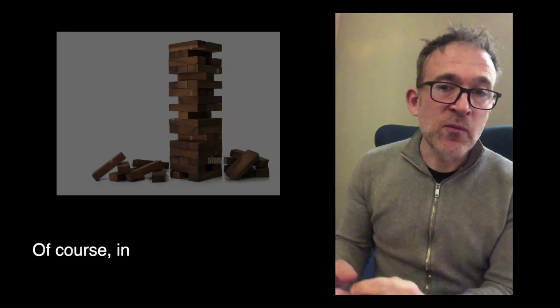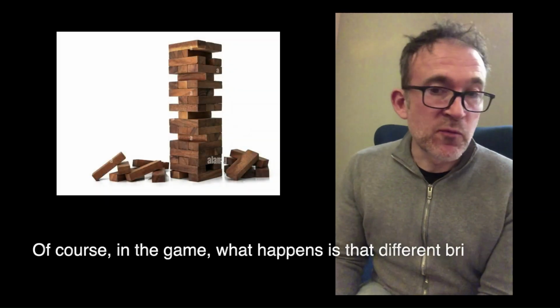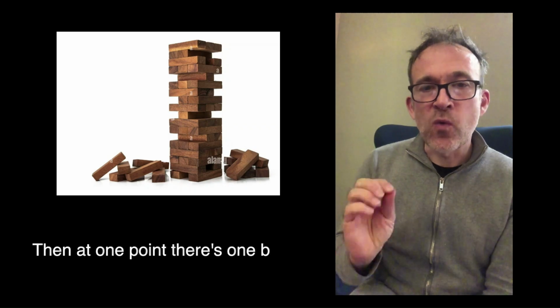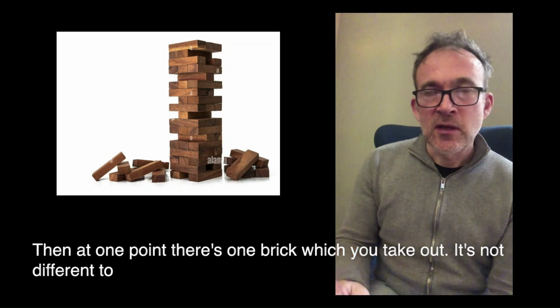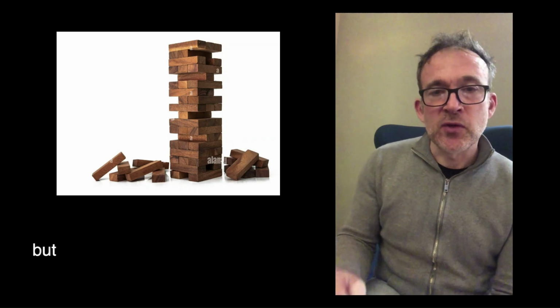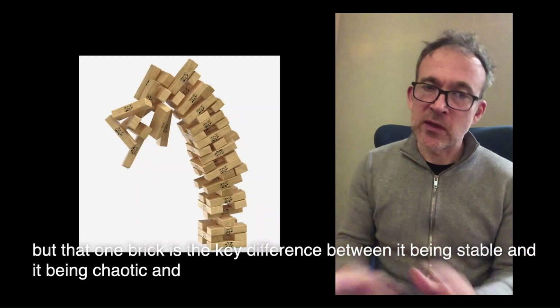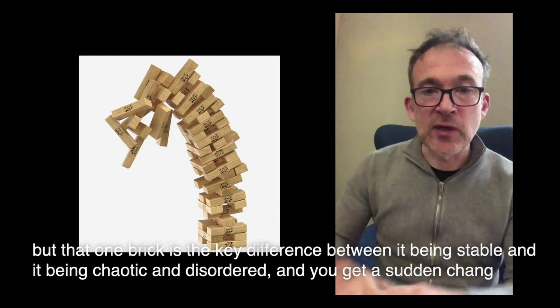Of course, in the game what happens is that different bricks are taken out and the tower becomes more and more unstable. And then at one point there's one brick which you take out. It's not different to the other bricks, but that one brick is the key difference between it being stable and it being chaotic and disordered, and you get a sudden change.